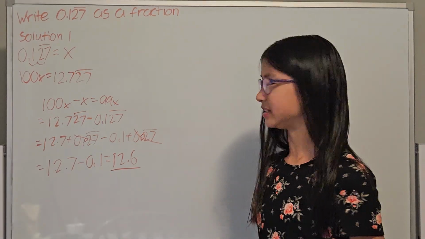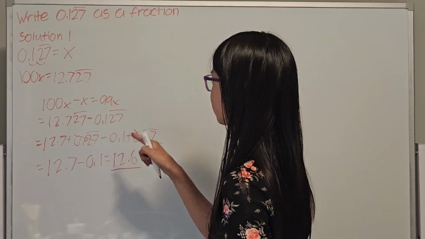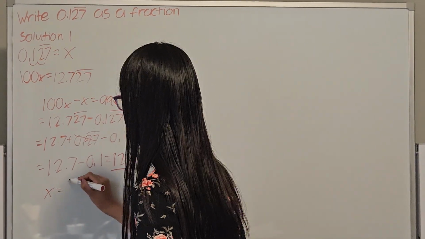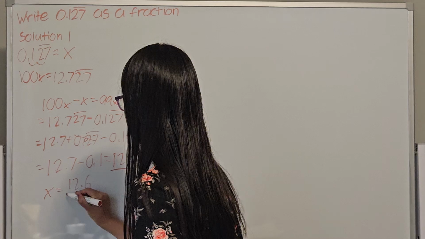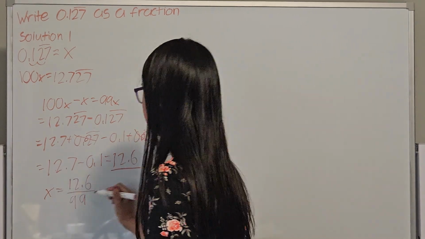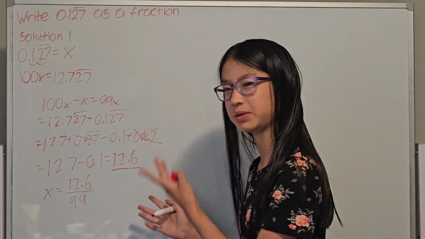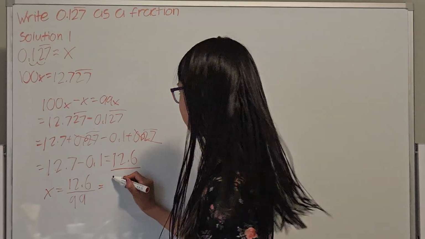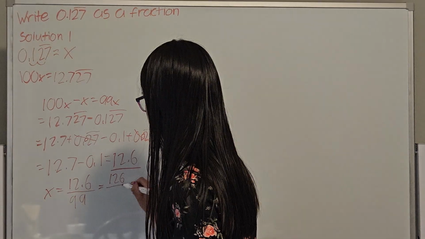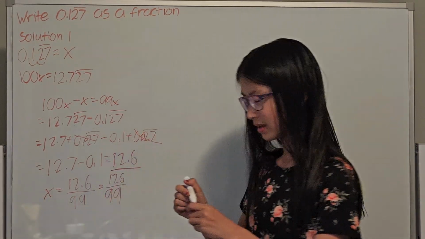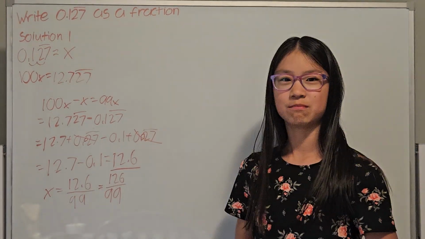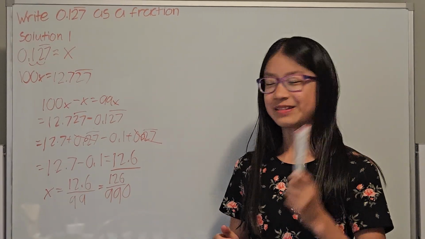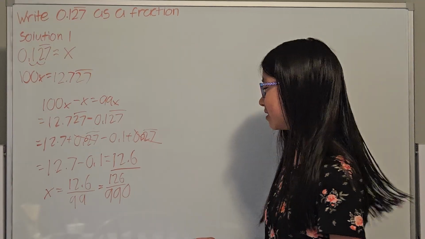So we have to find what x equals. We divide both sides by 99, so then x equals 12.6 over 99. And then we need to make this fraction look beautiful, which means we need to remove the decimals, which means we have to times both sides by 10. Now we have this fraction, it should be 990.